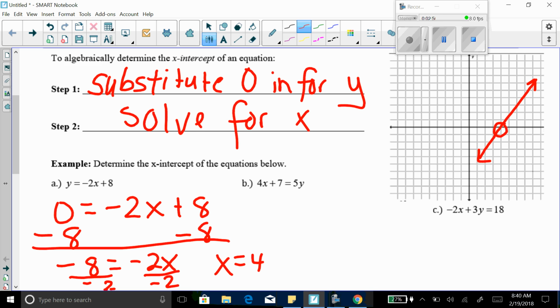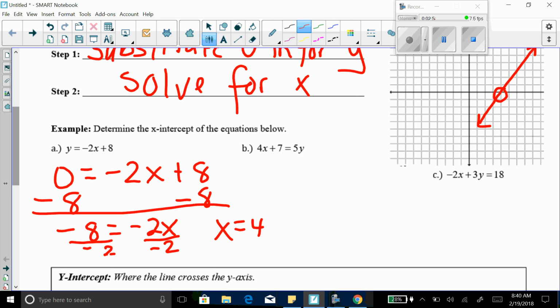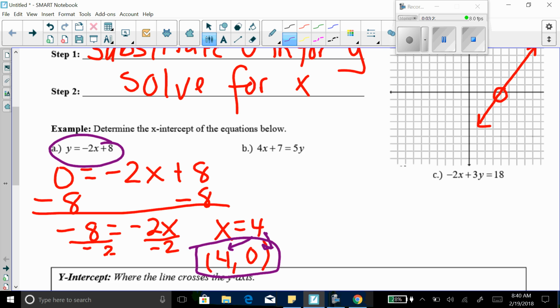Now, as I said to you guys before, an intercept is a point where the line crosses the axes. So our point is 4, 0. Because we solved for the X was 4, and remember the X comes first in a point, and we put Y in for 0, so Y comes second. So the point 4, 0 is where this line crosses the X-axis. Not too bad. It's super easy with the calculator, but I can't show you that yet because we don't know how to graph.